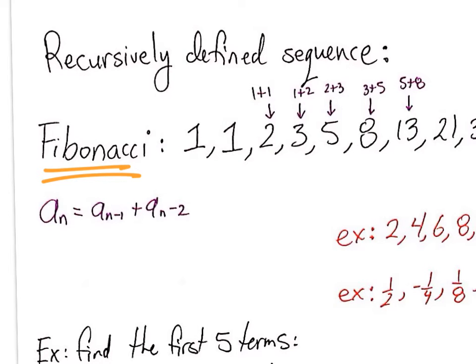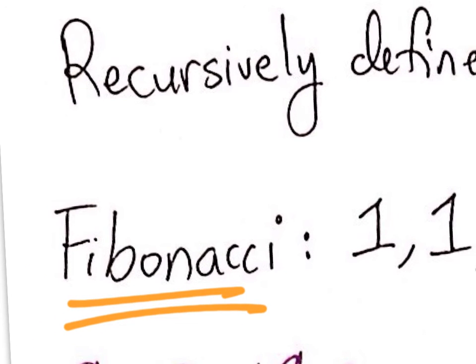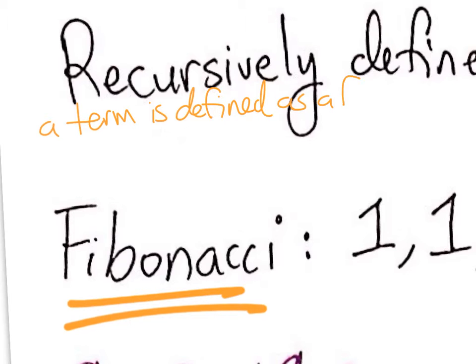So again, recursive, what did I say? Recursive, I think, yeah, we need to do this. So a term is defined in terms of, let's say, as a function of. It'd be weird to use the word term to mean two different things in the same sentence. A term is defined as a function of the previous term.